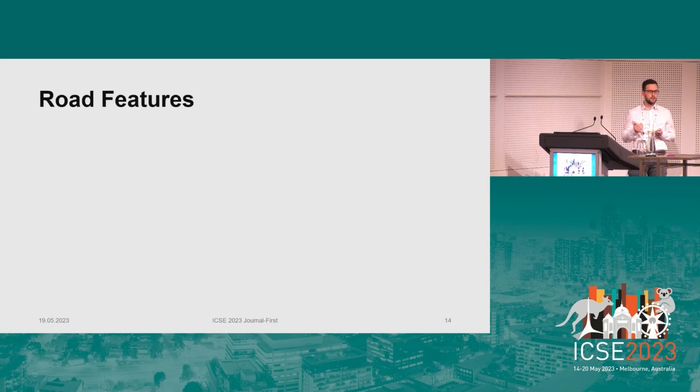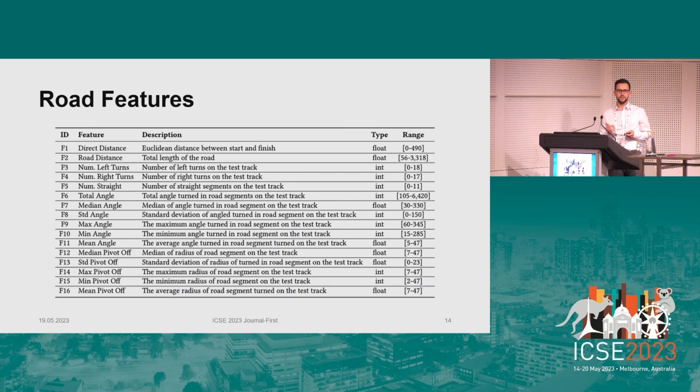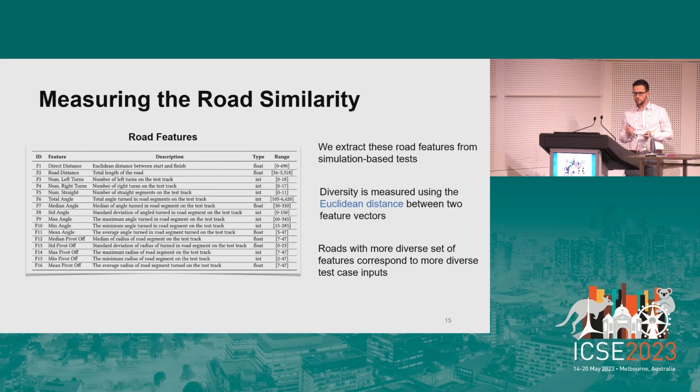But how are such input vectors built? We use road features for that. Road features are, for example, the length of the road, the direct distance from the start to the end point, but also the number of left and right turns, and the angles of the turns. There are also a couple more road features you can look up in the paper. So we have simulation-based test descriptions. We extract the road features out of them, and then we construct the input vectors where we can calculate the distance metrics.